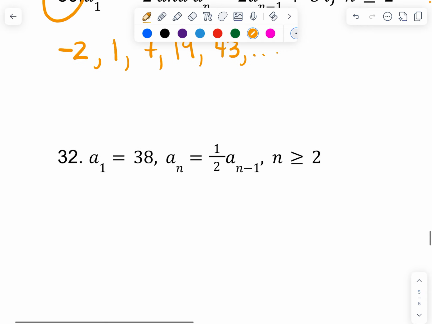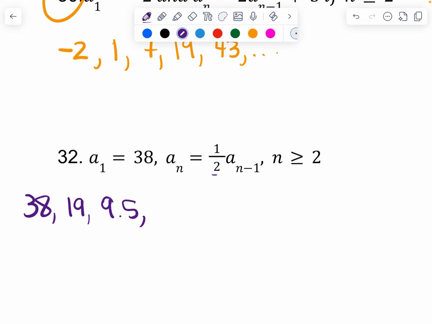Okay, so we're going to come over here. Tells us that 38 is where we're starting at. Tells that we're going to multiply by a half each time. So that'll get 19. 19 divided by 2, it's going to be 9.5. Since I've messed up so many times, I'm actually going to use my calculator. 4.75, then 2.375.